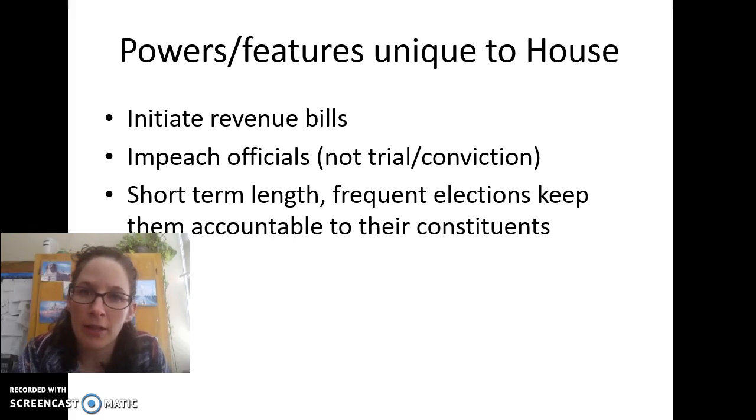So maybe think for a moment on what model of representation representatives are more likely to pick, the delegate model or the trustee model, given that they have a short-term length. You'd probably decide that if you were in the House of Representatives with elections every 2 years, you would want to follow the delegate model to keep your constituents happy and ensure your re-election.